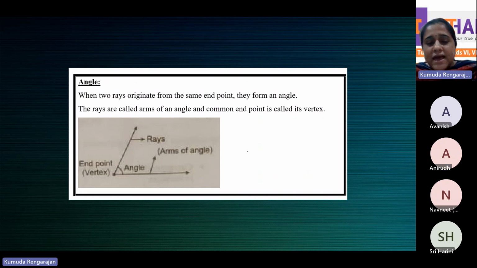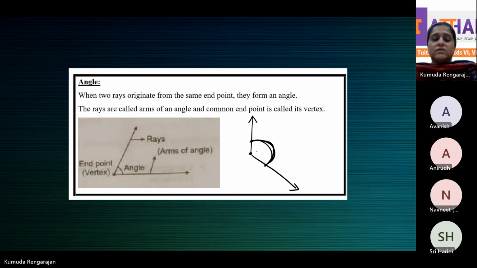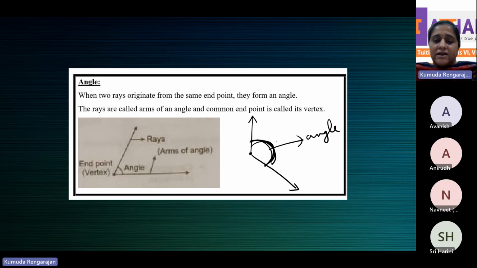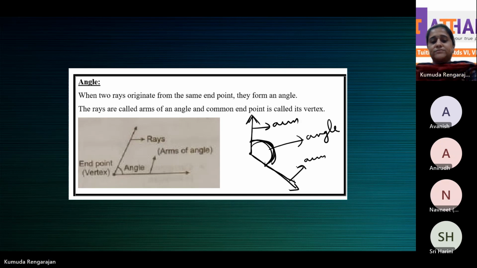So I was telling you that an angle is formed when two rays start from the same point. There is a point, one ray starts like this, another ray like this. So an angle is formed between the two rays. This is the angle. For this angle, this is one arm, and this is the other arm.